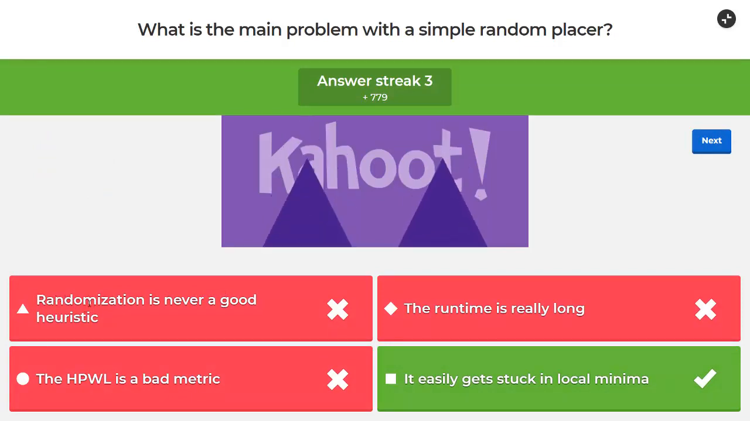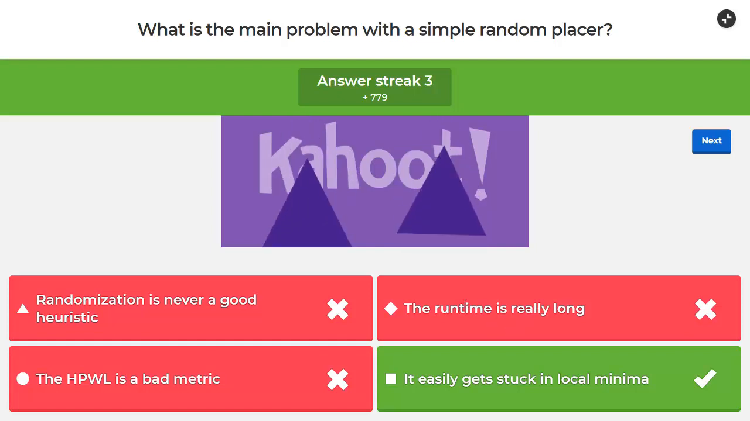We actually find out in many different algorithms, many different heuristics across the entire spectrum of writing algorithms, that sometimes randomization actually works pretty well. And even in the case of the simple placer, randomization is not that bad. So I wouldn't say that randomization is never a good heuristic. The runtime is really long. Well, runtime is something that's kind of relative, and what is long and how much is the runtime?